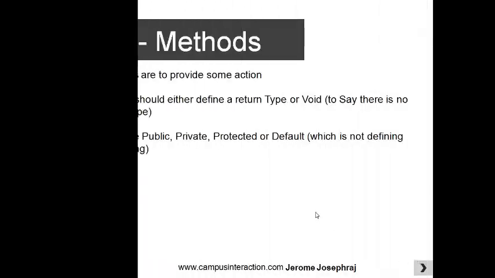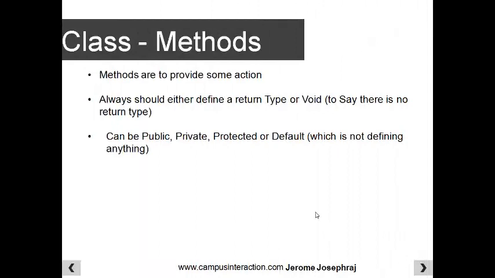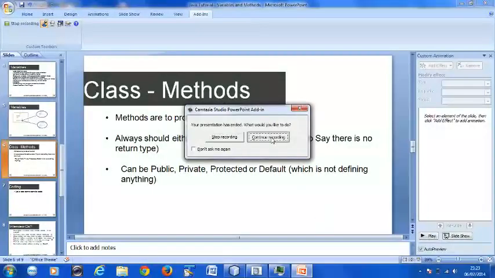So let's move on to the next slide. So methods, you would have seen the method. Methods are to provide some action like printing a value. If you want to add values, anything you want to do an action, create a method. We have seen how to create a method. Always should either define a return type or void. Let's look at that.